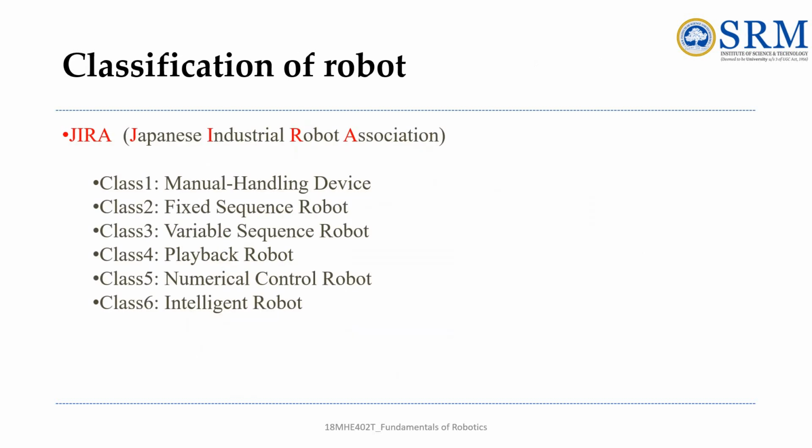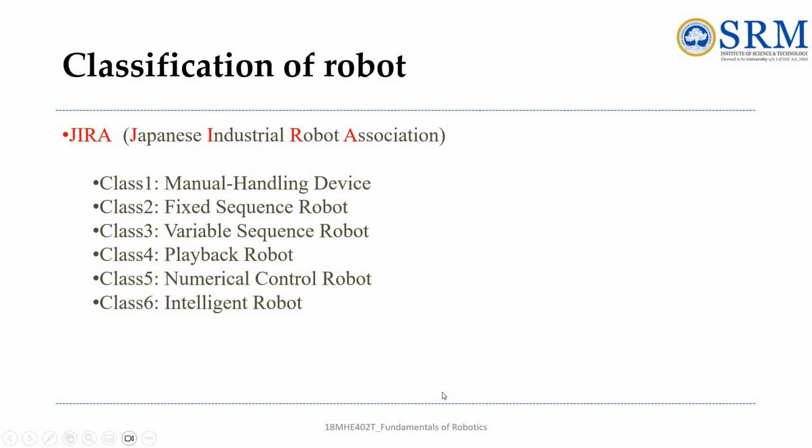Okay, so next are the classifications of robot. So there are different classes or categories of robots set by the Japanese Industrial Robot Association, JIRA. Okay, so first is class 1, manual handling device. Robots in this class are operated manually by humans.